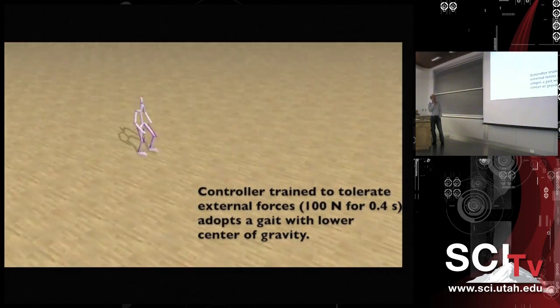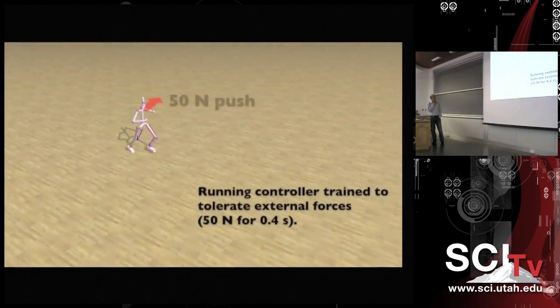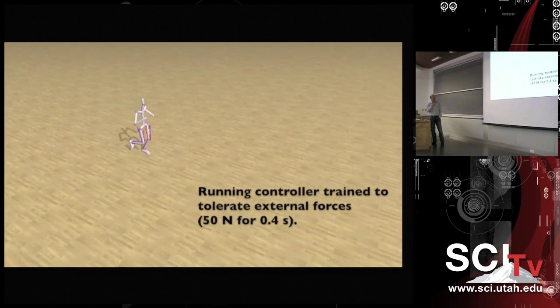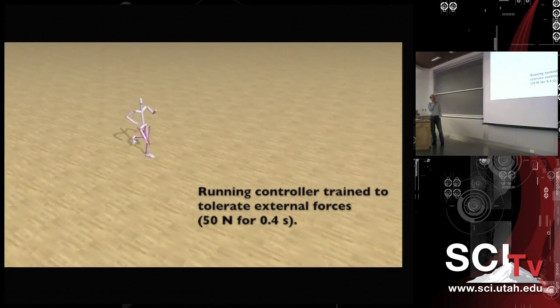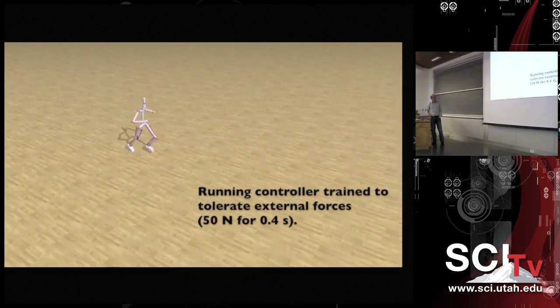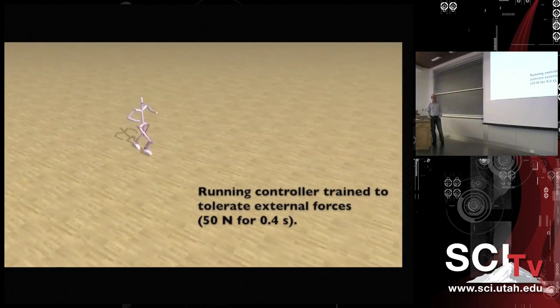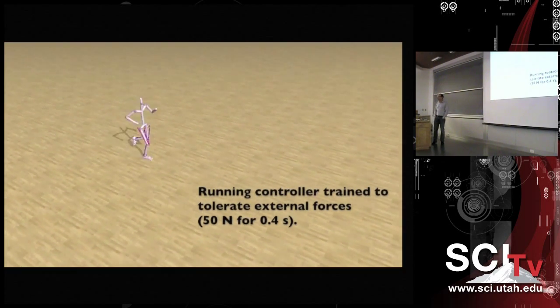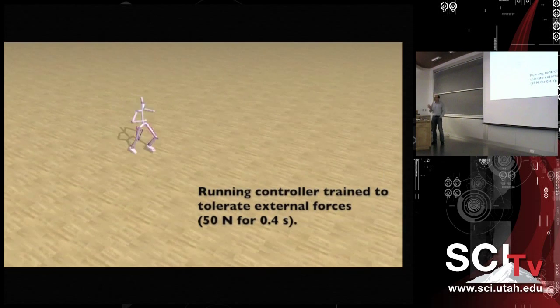You use the same controller for walking and running, and you have to re-optimize the parameters for running. This is a different push force, but you see it's pretty robust. This is 50 Newtons, which is, you know, 12 pounds, so it's a shove.